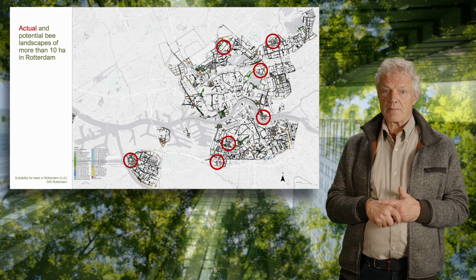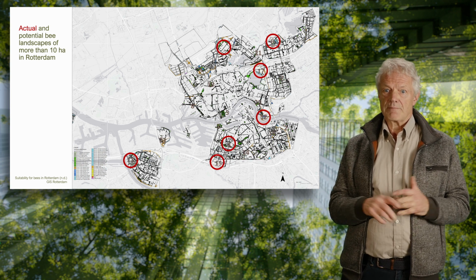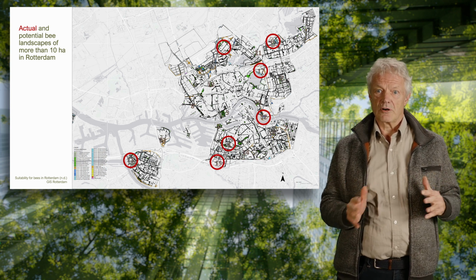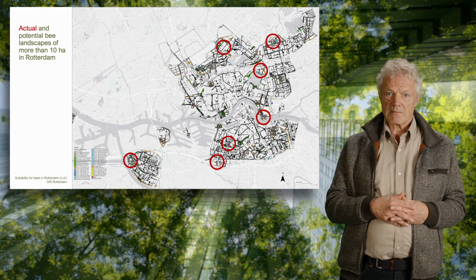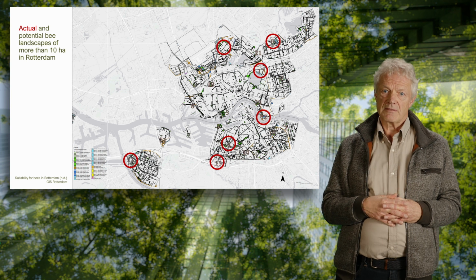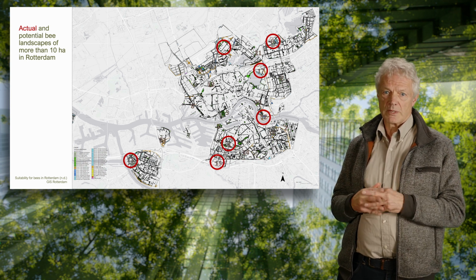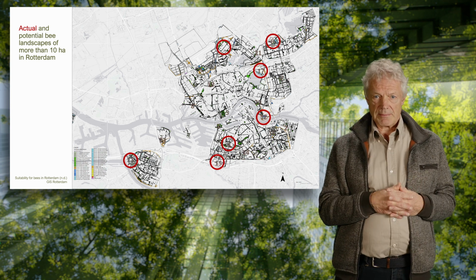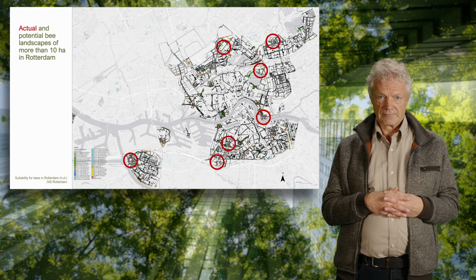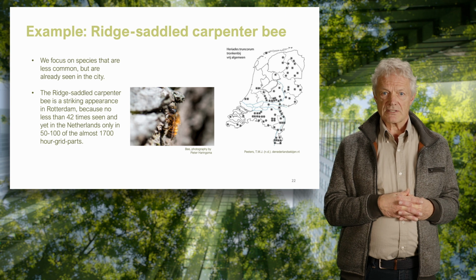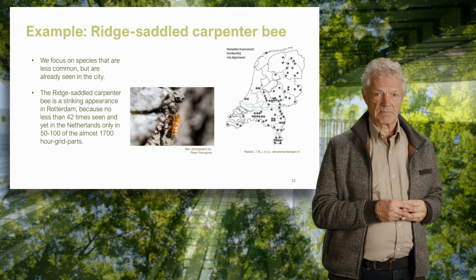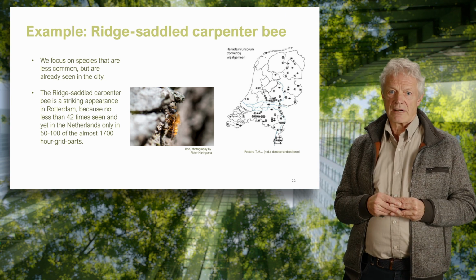This is how we came up with a map with actual and potential bee landscapes of more than 10 hectares in Rotterdam. At this moment, we are making a choice of two or three bee landscapes and corridors between them with stepping stones. A total of 70 different species of wild bees have been found in Rotterdam, including a number of rare ones.